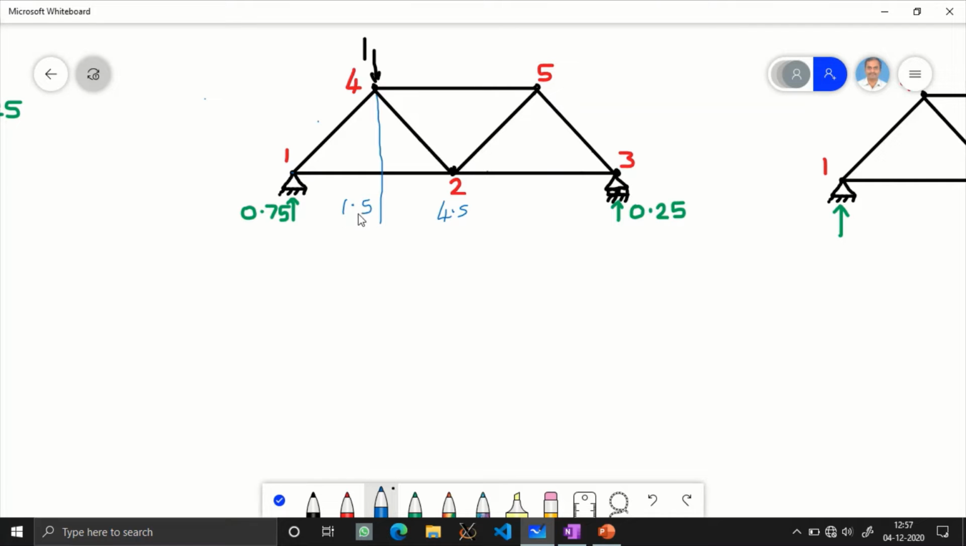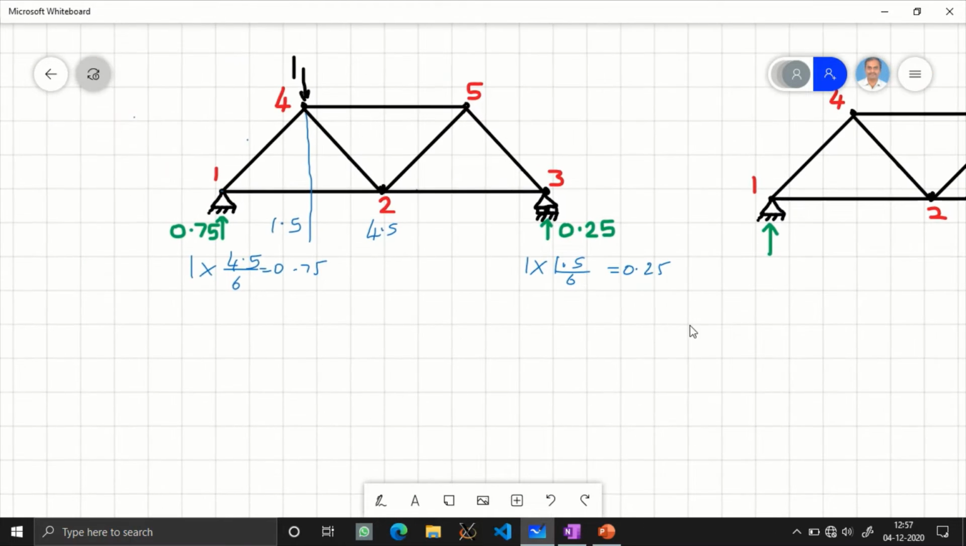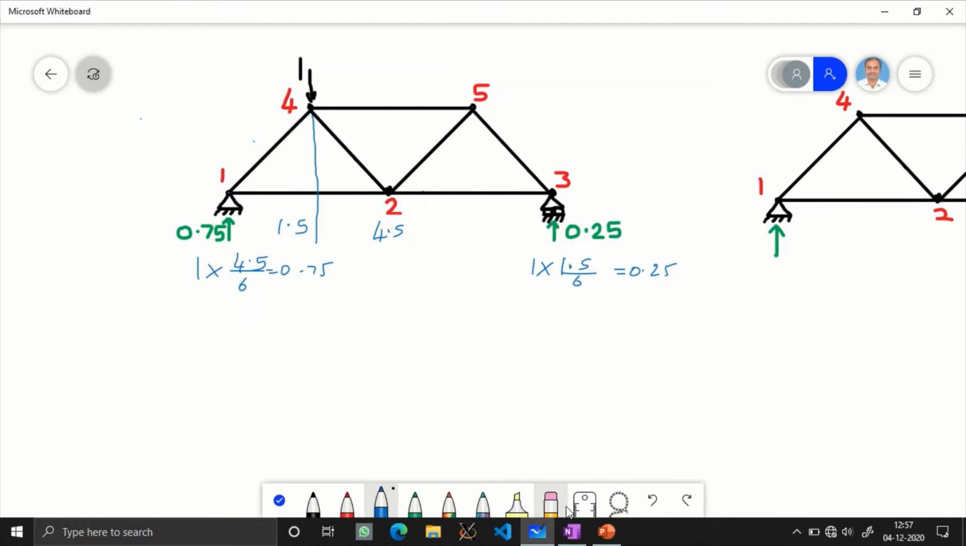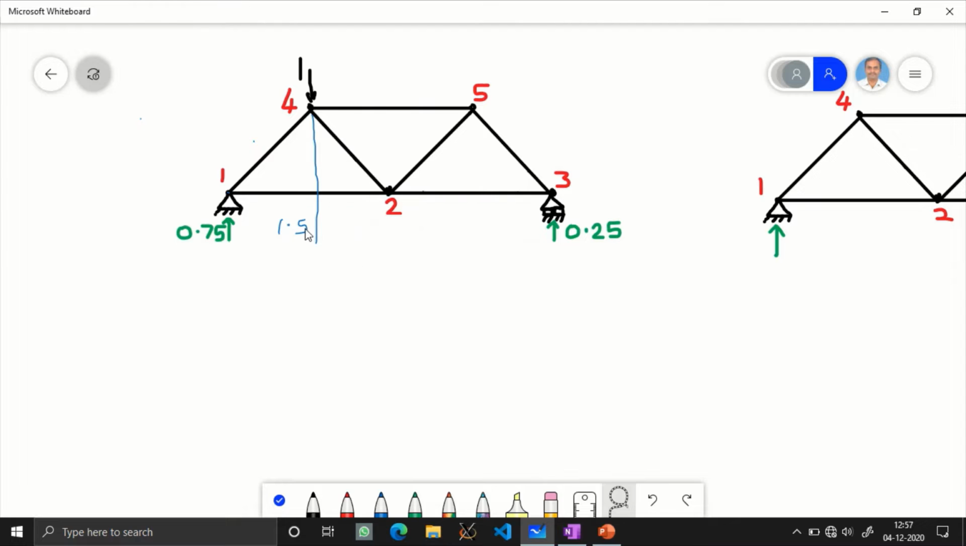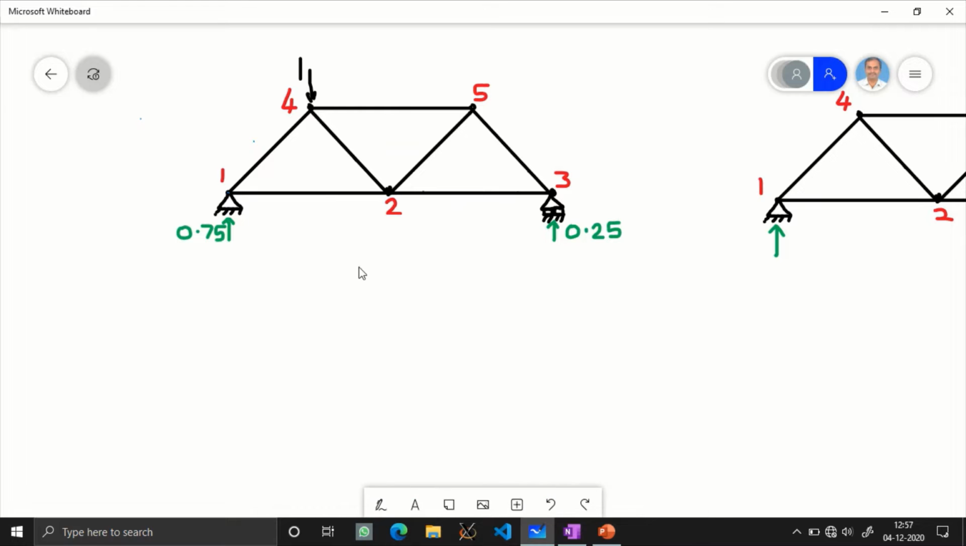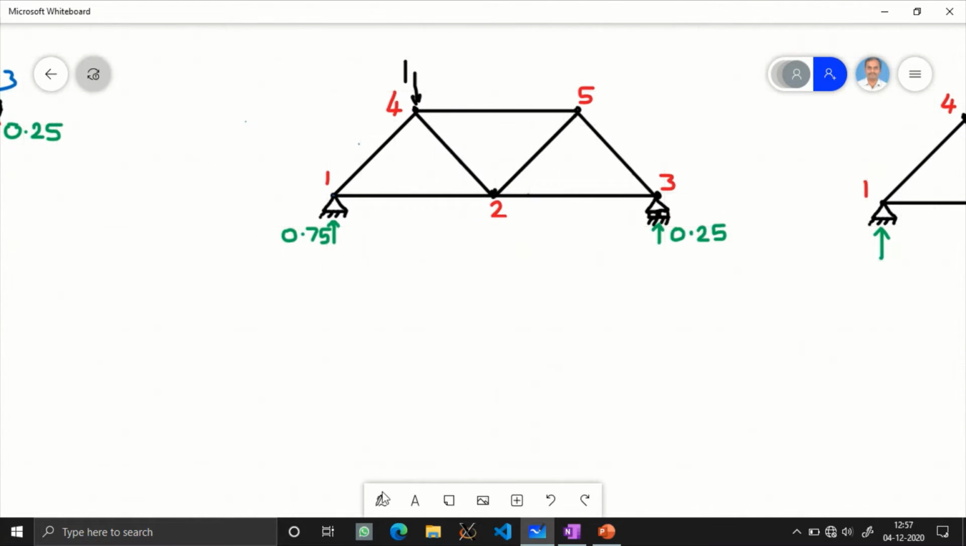So the value of the support reactions will be 1 times 4.5 by 6 on the left support, and its value is 0.75, and on the right support it will be 1 times 1.5 by 6, and that will be 0.25. Once I know the support reactions, I can estimate the values of the member forces either using the method of joints or the method of sections. In this particular case, I will use the method of joints. In the method of joints, you have to consider each joint and apply the equilibrium equations.